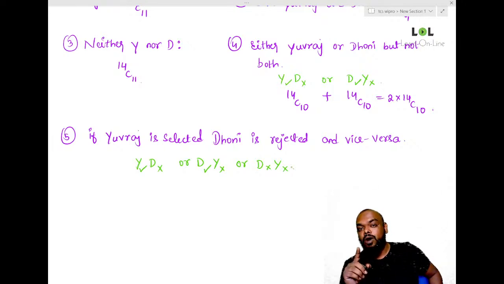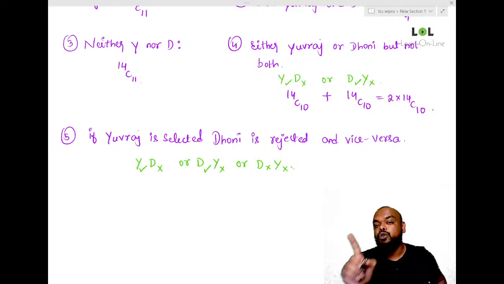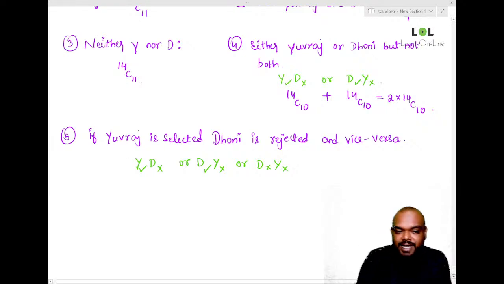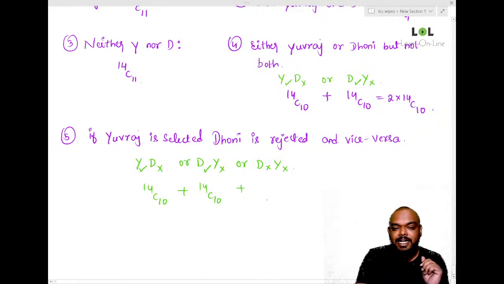The previous question says what? Such that the team consists of Yuvraj or Dhoni, but not both. It means one of them must be there. But in this question, I said if Yuvraj is selected, Dhoni is rejected and vice versa. But what is happening here? I never told you any one of them must be selected. So what do we get if we solve this? Yuvraj selected, Dhoni rejected. We already solved this: 14C10. Dhoni selected, Yuvraj rejected is once again 14C10. Or both rejected. Now both are rejected means we need to select all the 11 people still. From where? From the 14. So this will be the final answer.